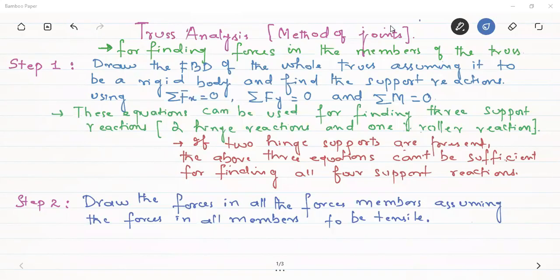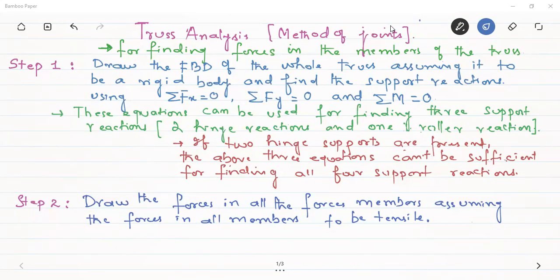In this lecture, we are going to see one of the methods of finding the forces in the members of the truss, that is the method of joints. In the previous class, we had introduced the concept of the truss, and we had seen what is the need of the truss and why it is important for us to determine the forces in all the members of the truss. Because for the proper designing of the truss, we must be aware of the forces which are present in all the members of the truss.